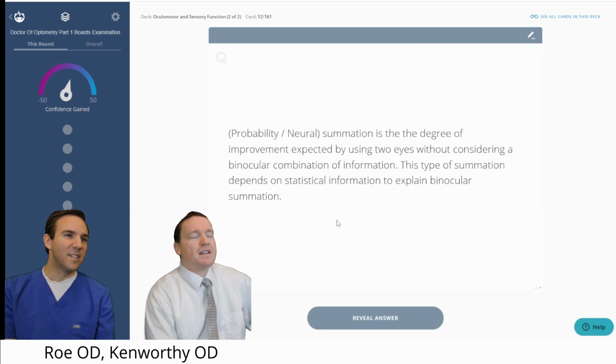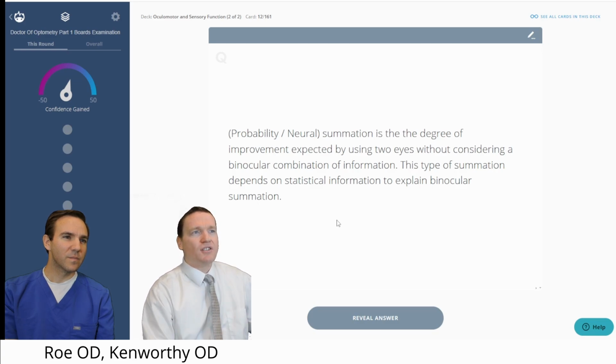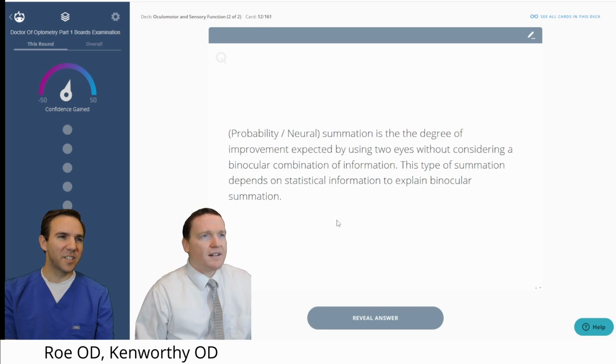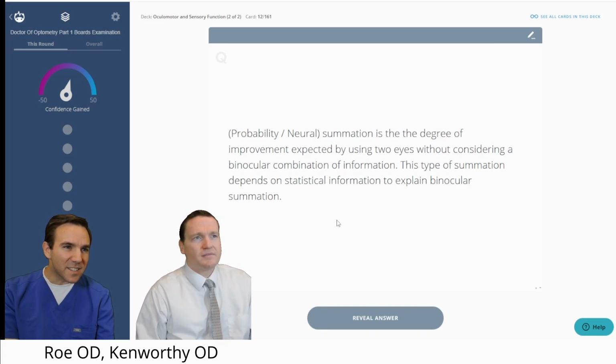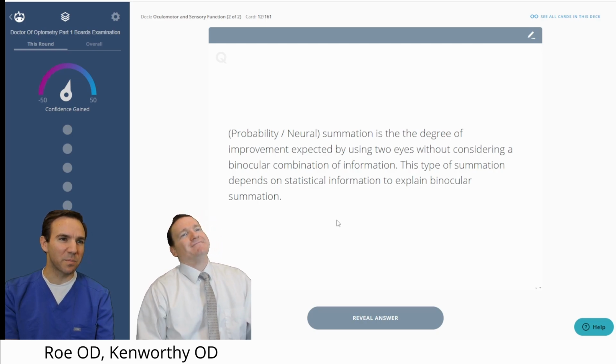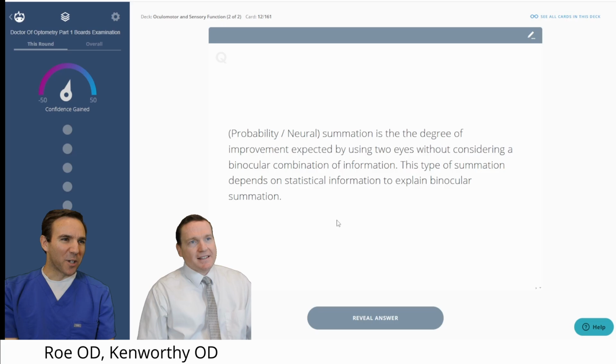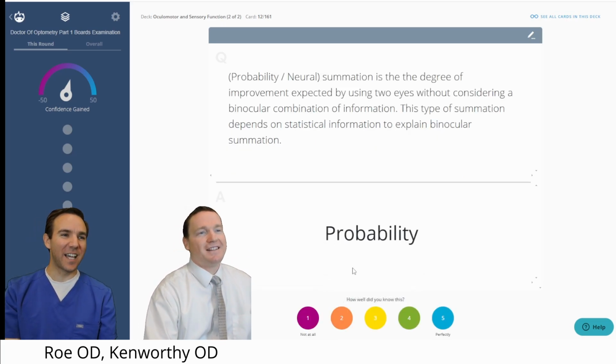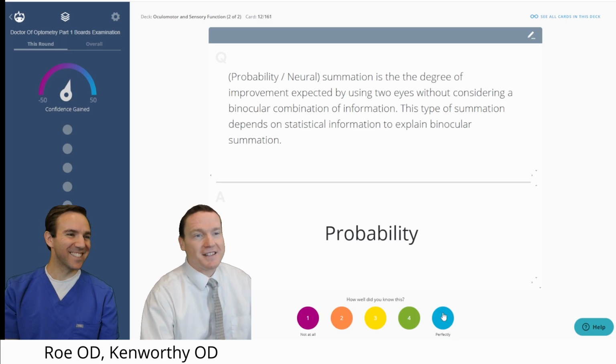All right. Probability or neural summation is the degree of improvement expected by using 2 eyes without considering a binocular combination of information. This type of summation depends on statistical information to explain binocular summation. If you say statistical, I have to say probability. I know, that's what I was leaning more toward. If it's not probability, I'm going to lose my mind. All right, good. Our minds are not lost.